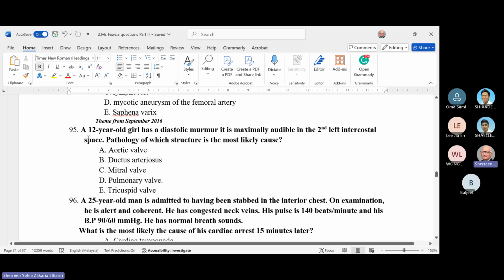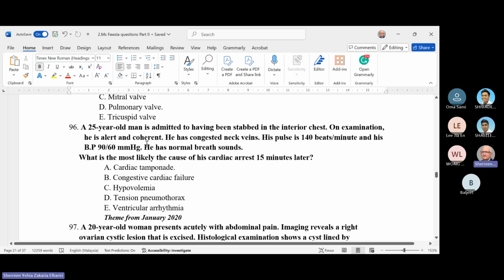A 12 years old girl has a diastolic murmur, maximum audible at the second left intercostal space. Second left. Pathology of which structure is most likely? So it is like an anatomy question. We are not interested in murmurs in surgery, but this is an anatomy question. Thorax is a very important topic in the exam, like head and neck. So at the second left intercostal space, which valve is in this area? Pulmonary artery. Okay. So just this anatomical question.